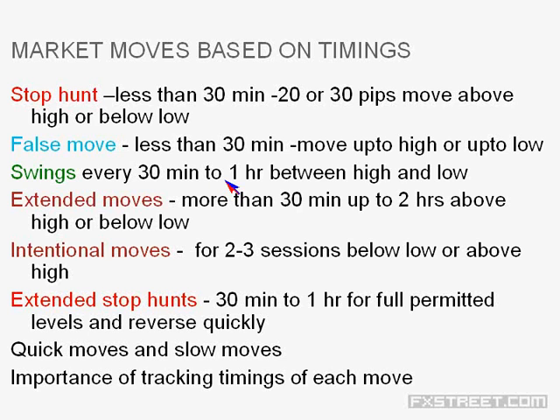Then, swing moves are between the high and the low without breaching the high or without breaching the low. That is referred to as a swing. The swing spread, say for example in the case of Euro, you come across the spread from 1.2967 to 1.3041, so about 100 pips.